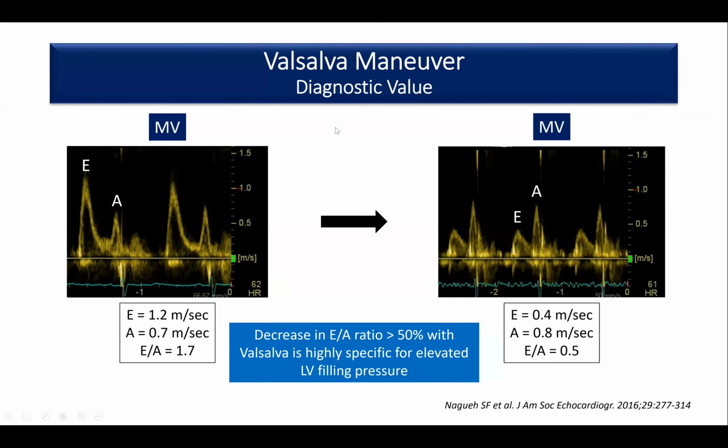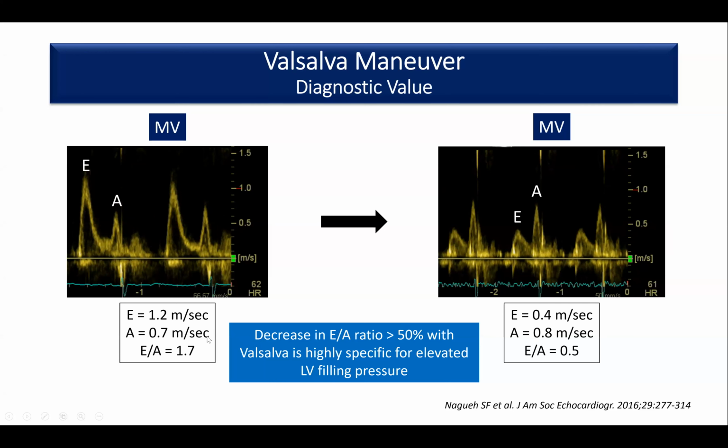Now, also very important is the Valsalva maneuver. The Valsalva maneuver has really important diagnostic value in assessing filling pressure. Look at this patient, for example. The E velocity is 1.2 meter per second. The A velocity is 0.7 meter per second. The E to A ratio is 1.7 to 1. You can see with Valsalva what happened. The E velocity drops significantly, and the A velocity increases slightly, not much. The E velocity drops from 1.2 to 0.4, whereas the A velocity goes up a little bit from 0.7 to 0.8.